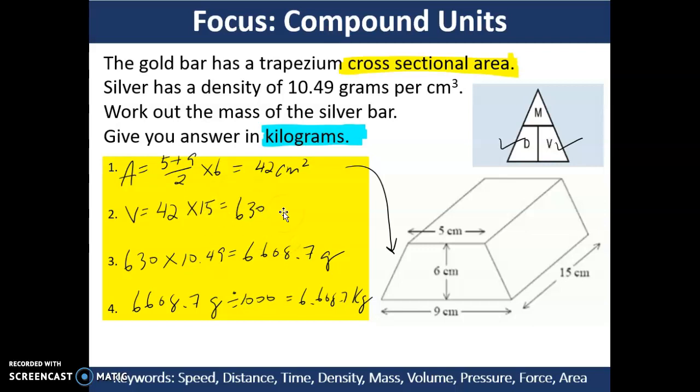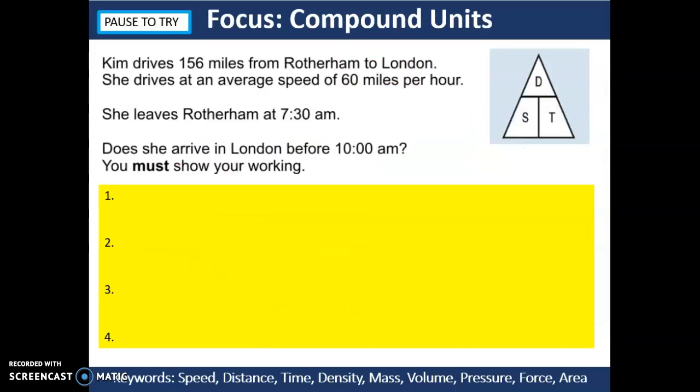Once you have that, because you got your volume, you got your density, you multiply them, you get that, which is your mass. Now don't just sell yourself short, because they're asking you to make sure that your answer is in kilograms. So divide by 1,000, because there's 1,000 grams in 1 kilogram. Job done. Okay, I want you to pause and try this one. Go.